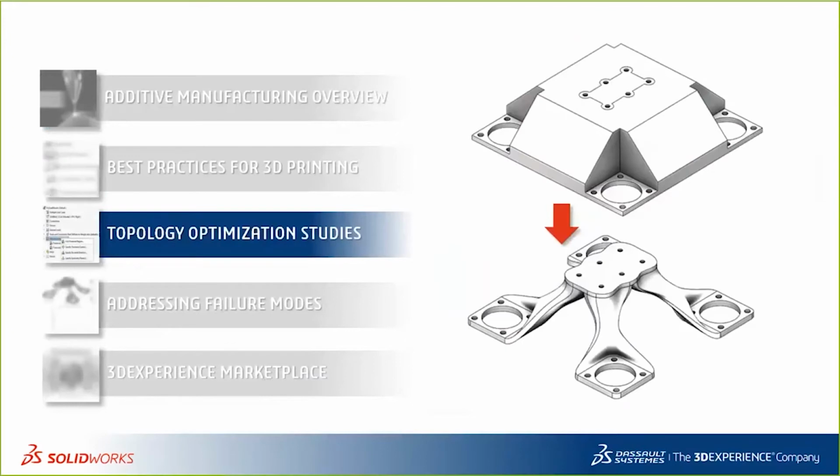So the next thing I wanted to talk about today is topology optimization. Topology optimization is a tool that we introduced as of SolidWorks 2018. This new tool, which falls under the generative design bucket, goes hand in hand with topology optimization.